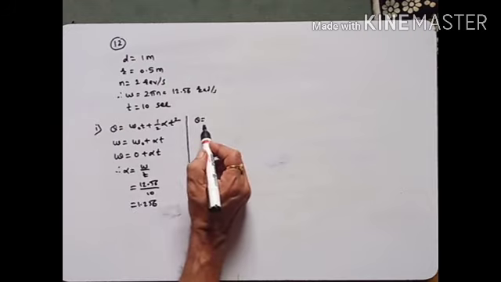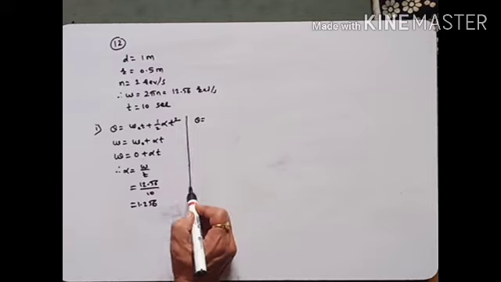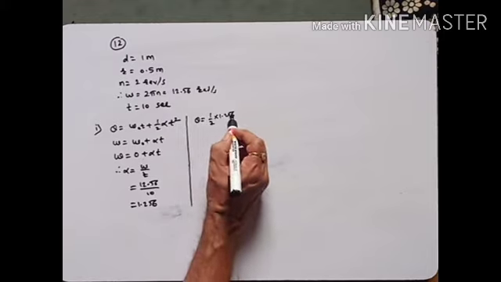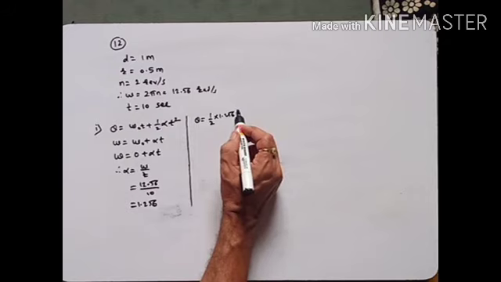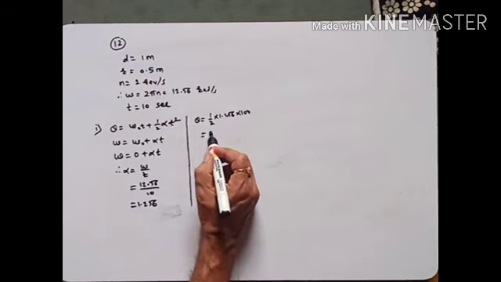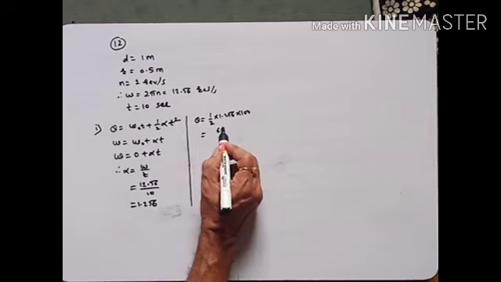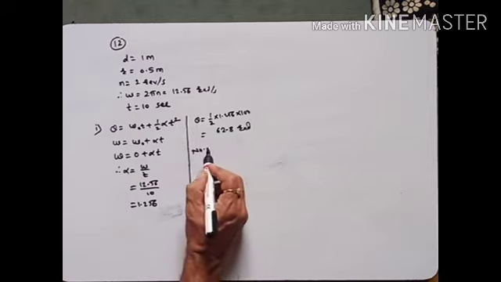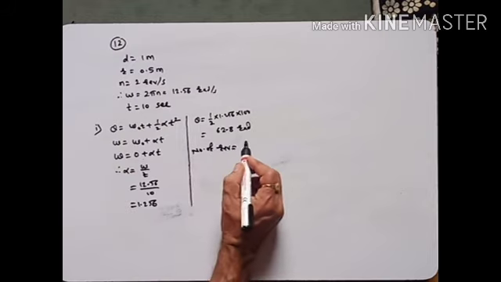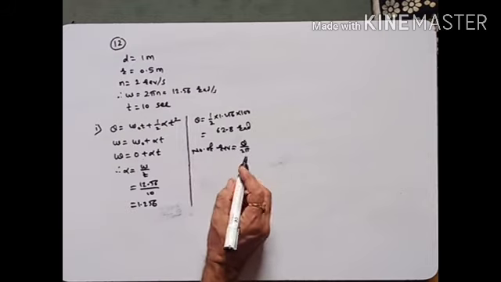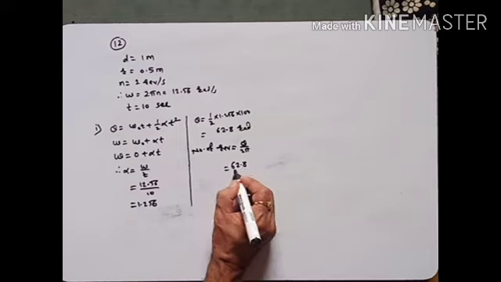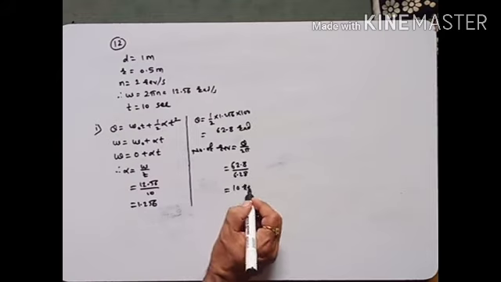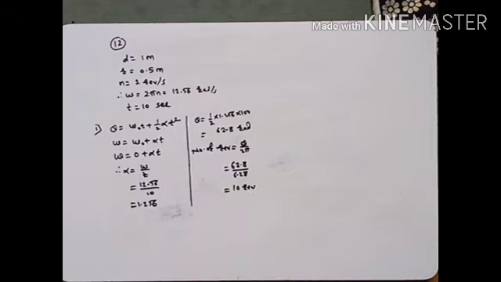And now put this value here. Theta is equal to half into 1.256 into t square, that means 100. And if we calculate all these, we get here 62.8 radian. And number of revolutions is equal to theta upon 2 pi. We get here 62.8 divided by 6.28, that means 10 revolutions. This is our first answer.